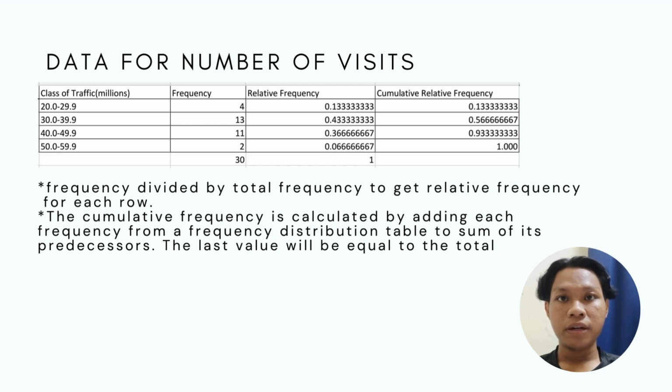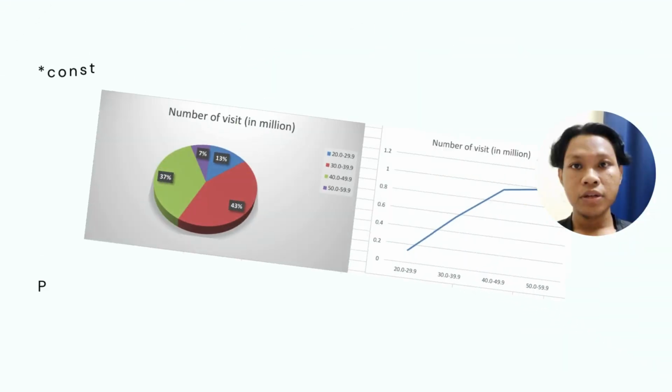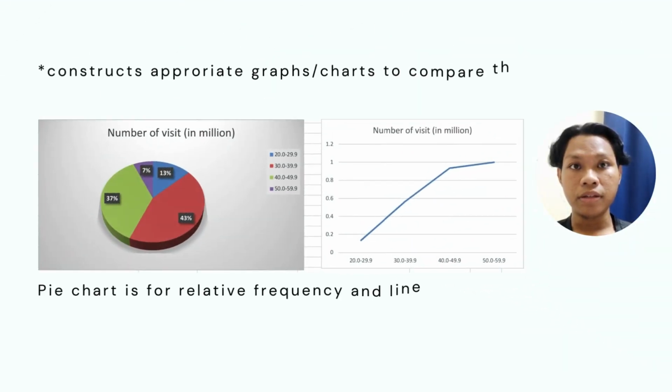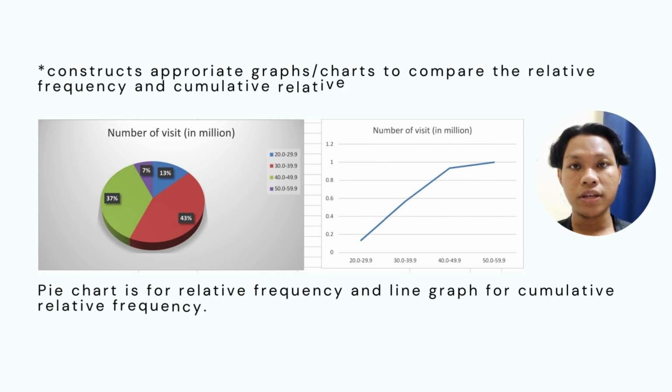As for cumulative relative frequency, it has to do with relative frequency. How do we find these values? We take the relative frequency value from the current class and add it to the cumulative relative frequency from the previous class. The highest value for cumulative relative frequency is only 1 and cannot be more or less than 1. So here are the graph and chart to compare the relative frequency and cumulative relative frequency for number of visits. We used a pie chart for relative frequency and a line graph for cumulative relative frequency.